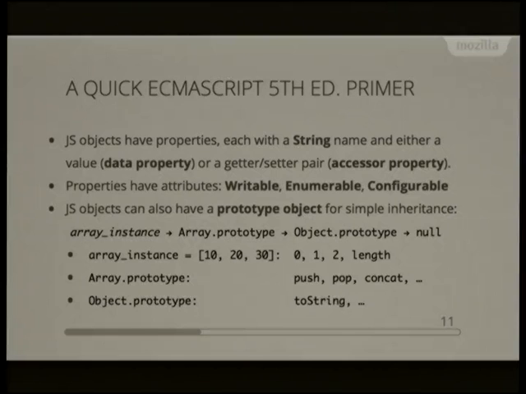The one with the value is called a data property, and if it's got a getter and setter pair, it's called an accessor property. Internally, properties can have these three different attributes as well. They can be writable or not, which controls what happens if you try to assign to the property. It can be enumerable or not, which controls whether it will appear if you do a for loop over the object. And they can be configurable or not, which means that if it's configurable, you can change any of these attributes and what the getter and setter are, and whether it's a data property or an accessor property.